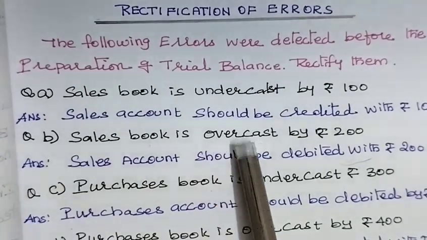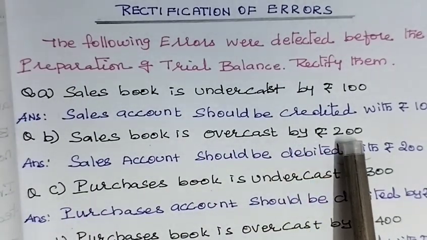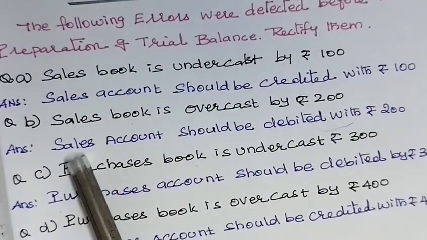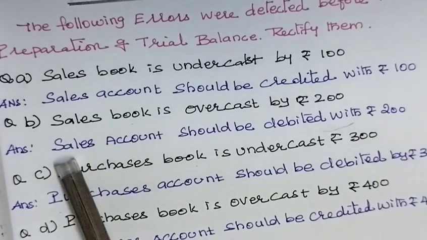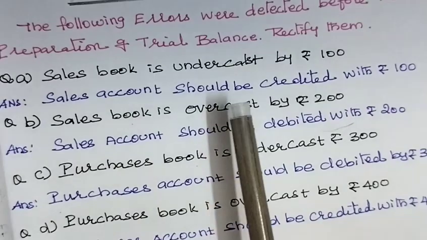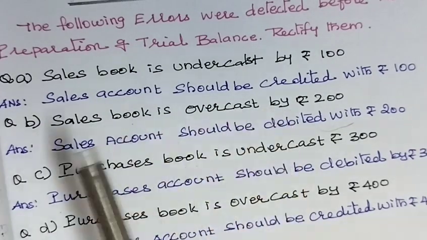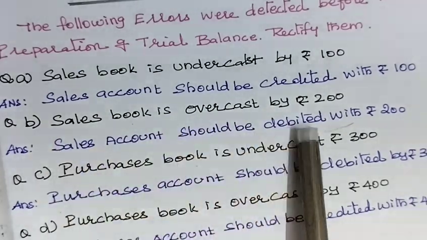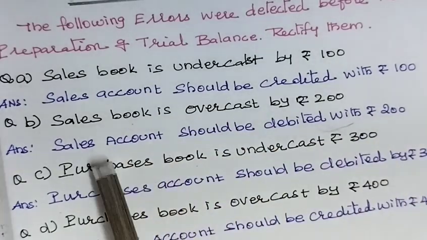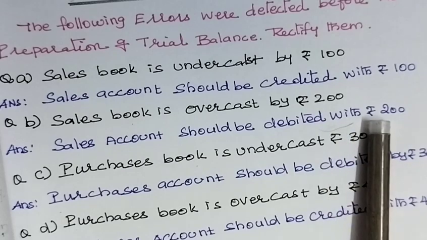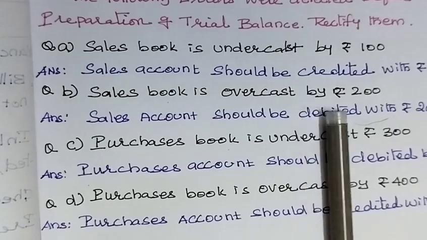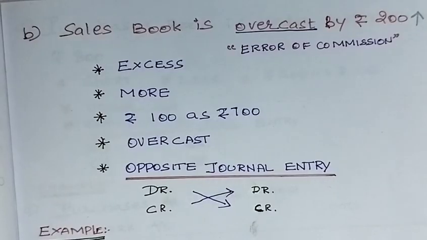Next question. Sales book is over cost by rupees 200. Okay. Listen. What is the answer? The explanatory note statement is enough for this question. So the answer is: sales account should be debited with rupees 200. How do we say sales account should be debited with 200? I will explain clearly. Then only can you rectify this error. Okay. So listen.